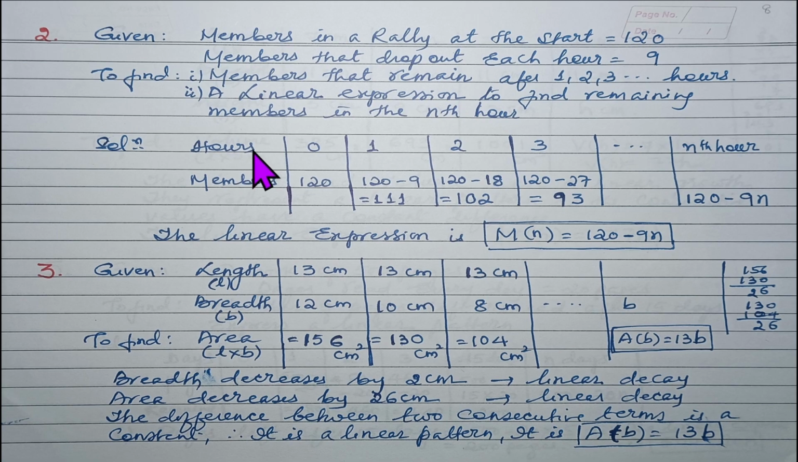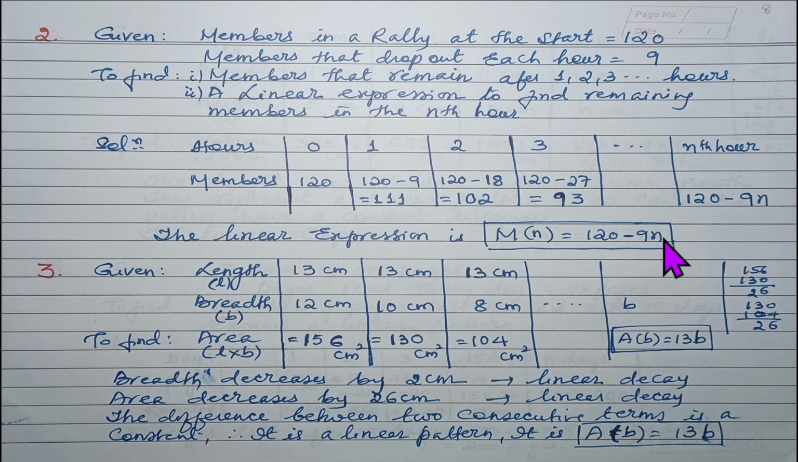So let us understand this. At the 0 hour, the total members are 120. In the first hour, 9 leave, therefore 111. In the second hour, 18 leave, therefore the number of members is 102. In the third hour, 27 leave, and therefore the total number of members remaining is 93. And in the nth hour, it will be 120 minus 9n. Therefore the linear expression is m_n is equal to 120 minus 9n.